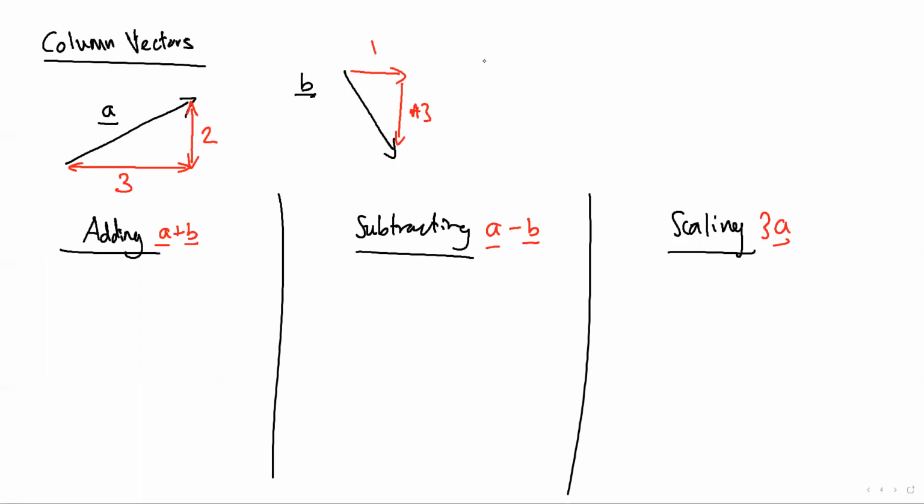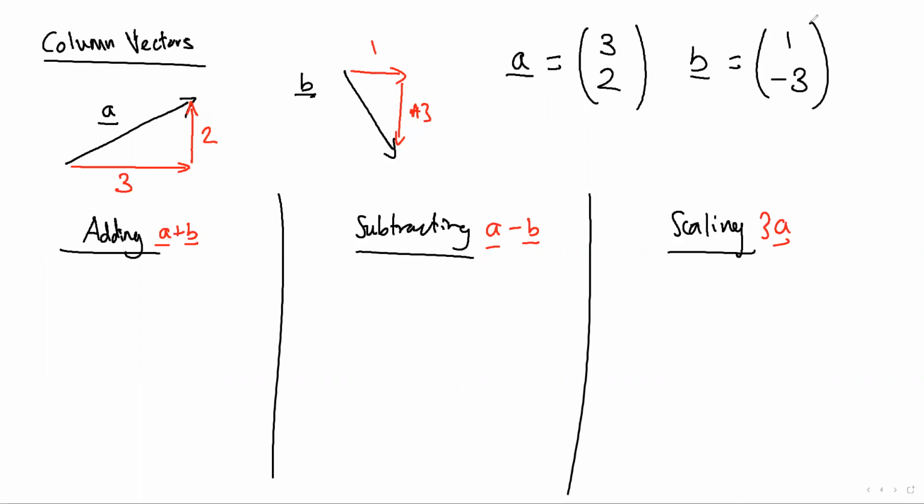But basically, we can now write A as this column vector. So we put them in brackets like this, and in the top bit we put how far it's traveled in the x direction, the x component. So that would be 3. And then in the bottom, we put the vertical component. So it went up by 2. And for B, it went right by 1, but it went down by 3. So it's -3, like that. So those would be your column vectors.